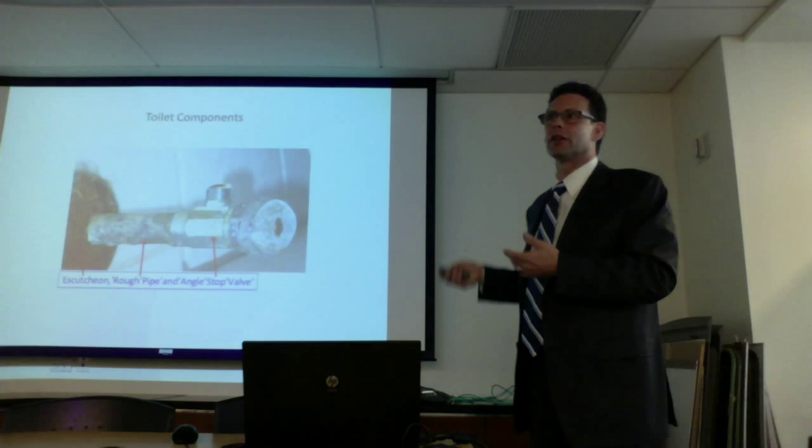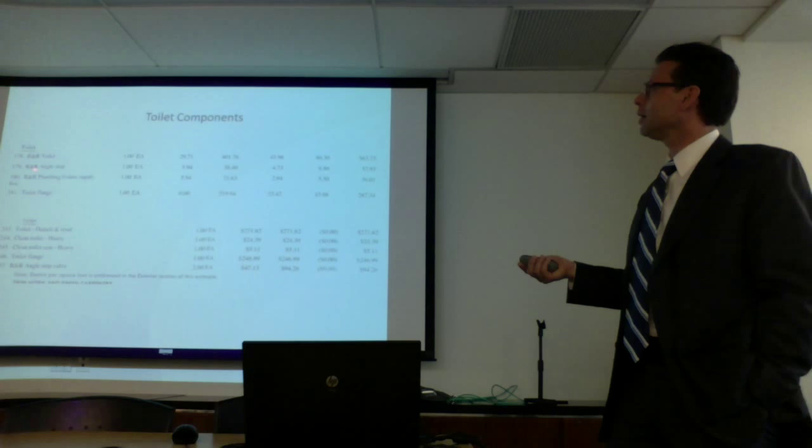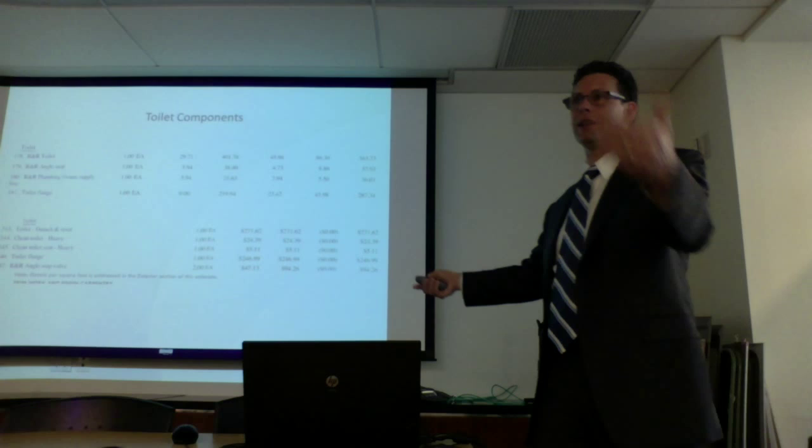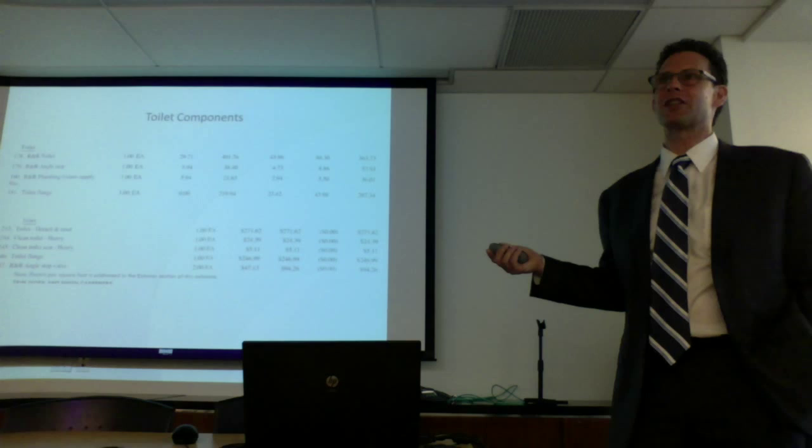So when you see, this is two examples of estimates, remove and replace toilet, remove and replace an angle stop, remove and replace plumbing fixture, and a toilet flange. In this estimate, the rough plumbing is in the footprint. Or you can put in rough in a fixture. In this estimate, toilet detach and reset, clean the toilet seat, toilet flange, stop valve. What's missing out of this estimate is where the toilet's going and wrapping it up.